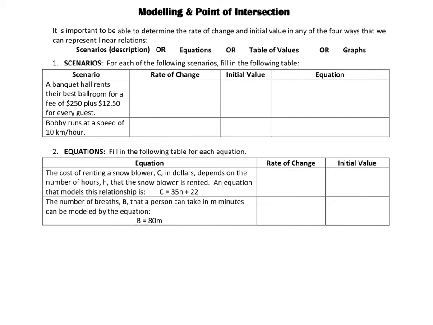Okay, so the first one, a banquet hall rents their best ballroom for a fee of $250 plus $12.50 for every guest. So hopefully you can see from that that the rate of change or the slope is $12.50. It's $12.50 per guest. That's what that means. Okay, and the initial value, the flat fee, the fixed cost, really the y-intercept as well, is $250, right? So even if you have no guests at the ballroom, the cost is $250.